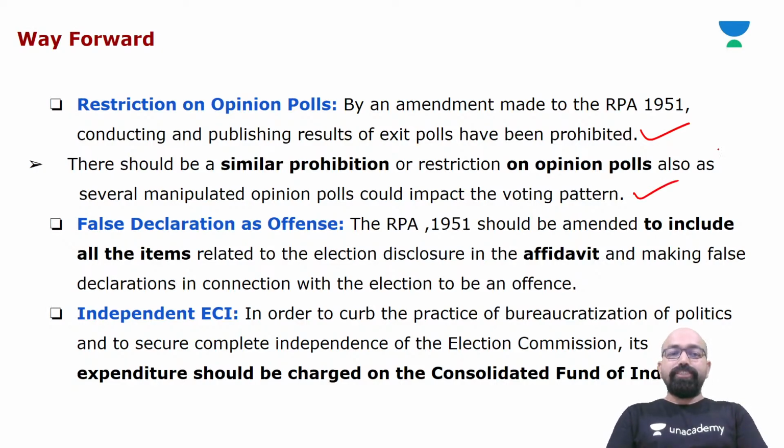Then, false declaration as an offense. The RPA 1951 should be amended to include all the items related to election disclosure in the affidavit and make a false declaration in connection with the election an offense.